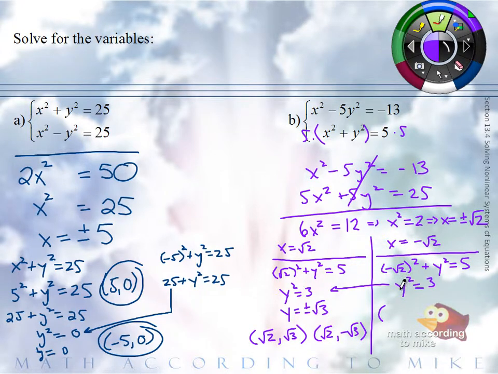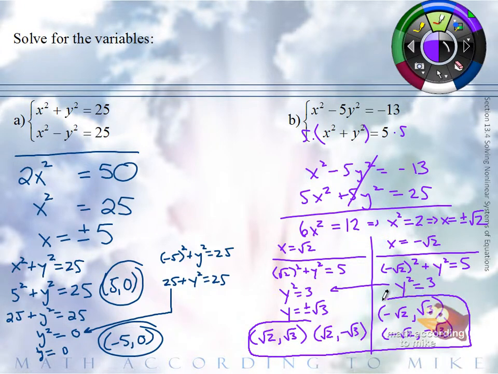So what ordered pairs is this? What's the x value that I plugged in? Negative square root of 2, comma, positive radical 3, and negative square root of 2, comma, negative radical 3. So we have 4 answers. There's some symmetry going on there. Don't always assume there's going to be symmetry. It really depends on the problem.